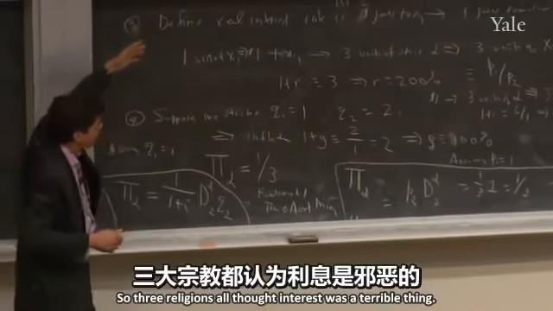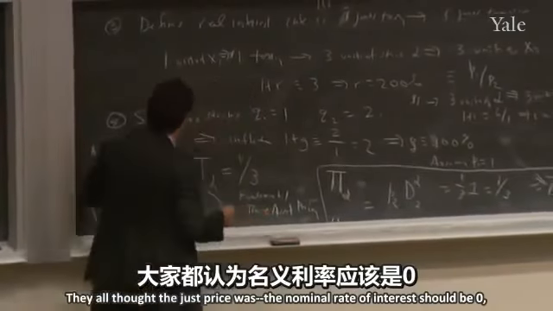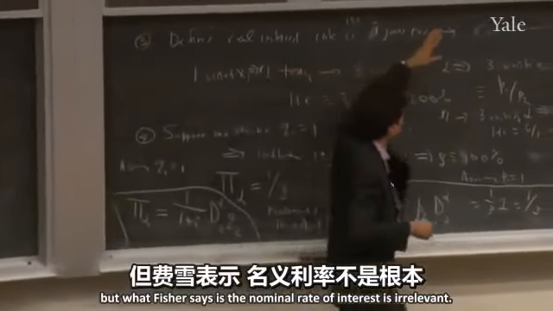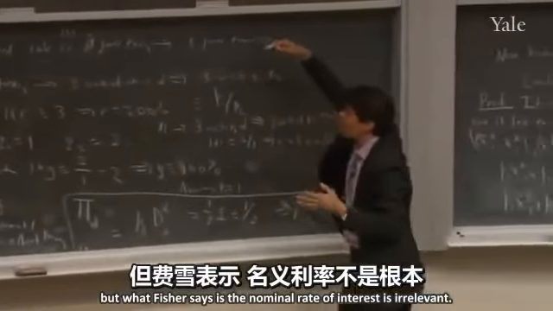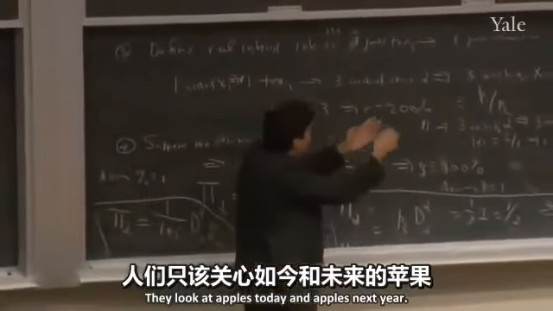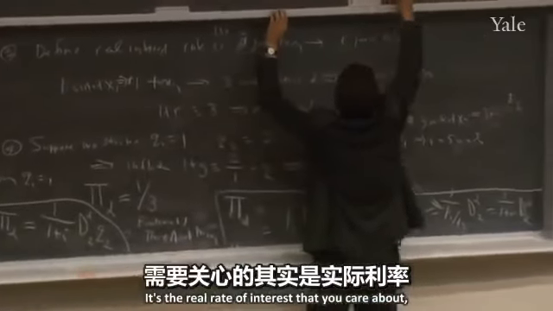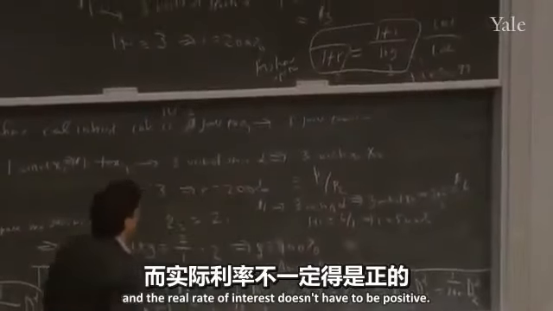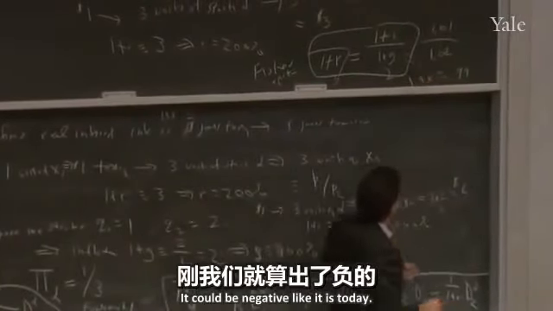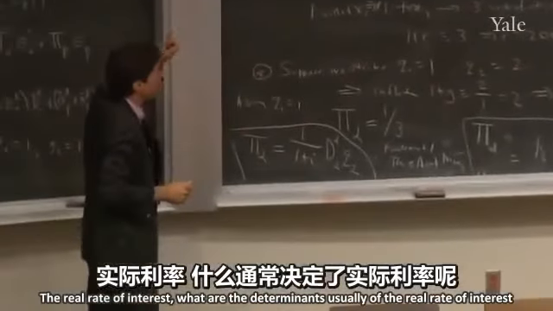So three religions all thought interest was a terrible thing. They all thought the just price, the nominal rate of interest, should be 0. But what Fisher says is the nominal rate of interest is irrelevant. Nobody cares about the nominal rate of interest. They look at apples today and apples next year. The money and stuff just gets in the way. It's the real rate of interest that you care about, and the real rate of interest doesn't have to be positive. It could be negative, like it is today.